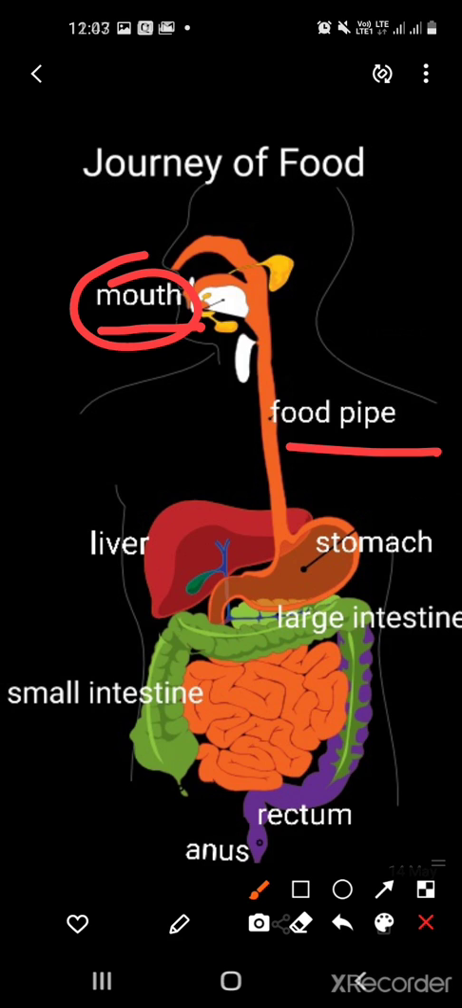The swallowed food is collected in a bag like structure. You can see here, this is the bag like structure. Here the food is churned and ground to form a paste and mixed with digestive juices. Some acids are also added to kill bacteria present in the food. Bacteria are also present in the food, but in the stomach, digestive juices and some acids kill the bacteria. The food now looks like a thick soup, which is called chyme.